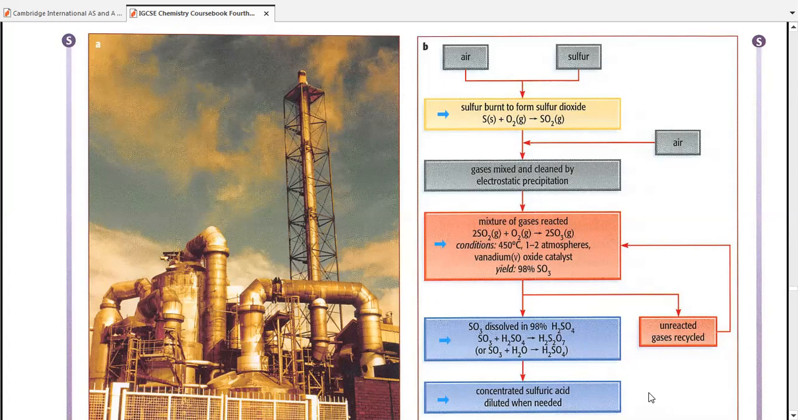Sometimes the students get confused whether we need to write what's written on top, or do we need to write this mixing of gases or cleaning by electrostatic precipitation as a process? Do we need to write this unreacted gases recycling as a process? No. Actually, you're supposed to make 4 steps out of this process. Step 1 is this. I think you should write that in your book.